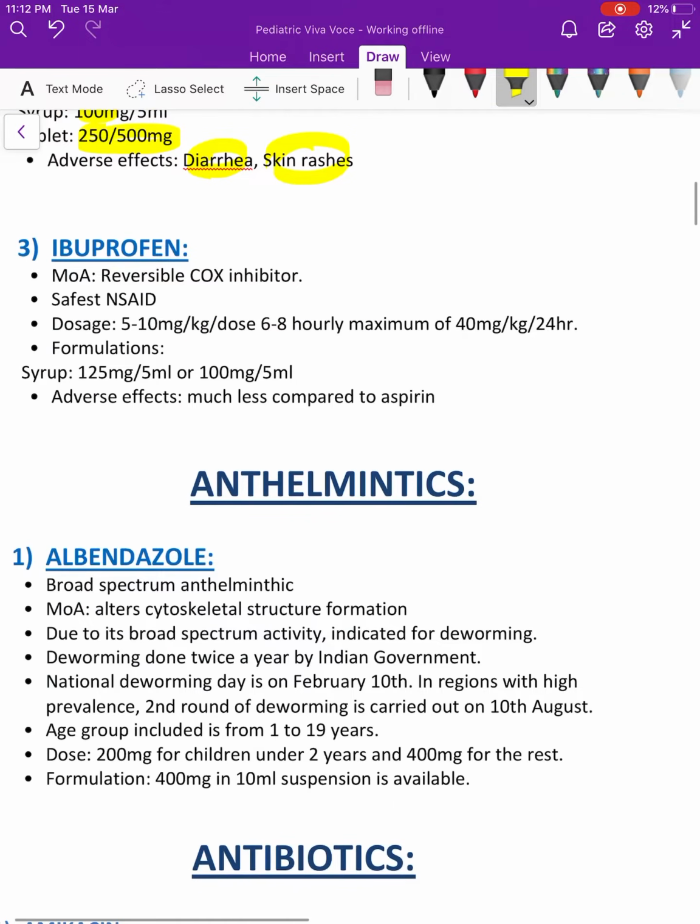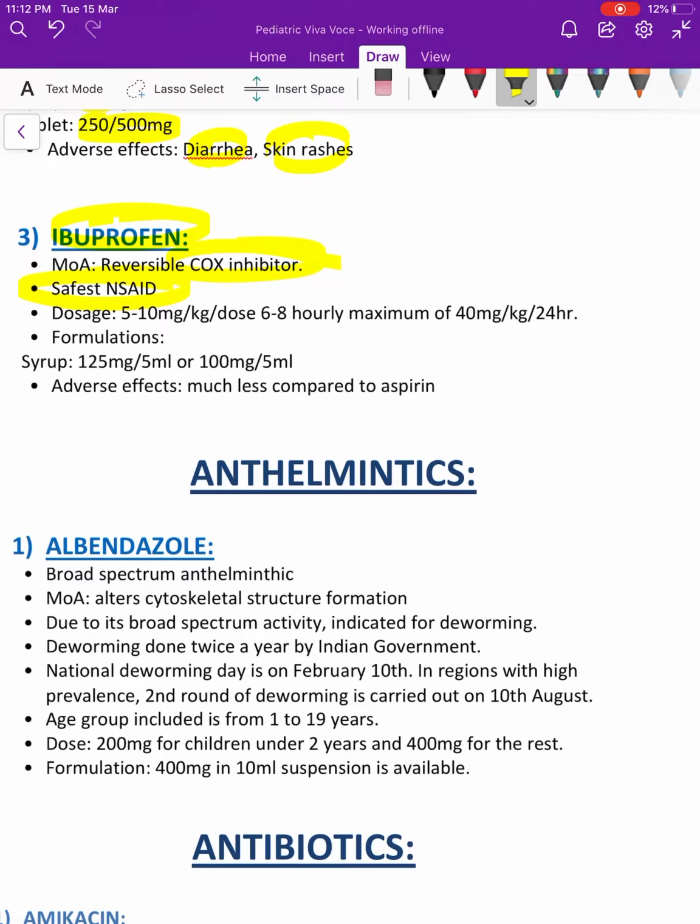Next common antipyretic is Ibuprofen. Mechanism of action is the same, COX inhibitor, and it is one of the safest NSAIDs that can be used. So for pain relief, we can use Ibuprofen in the pediatric population. Dosage is 5 to 10 mg per kg per dose, given 6 to 8 hourly, maximum of 40 mg per kg per 24 hours. And how is it available? 125 mg per 5 ml or 100 mg per 5 ml. Adverse effects are very much less as compared to aspirin, and hence it is one of the safest NSAIDs.